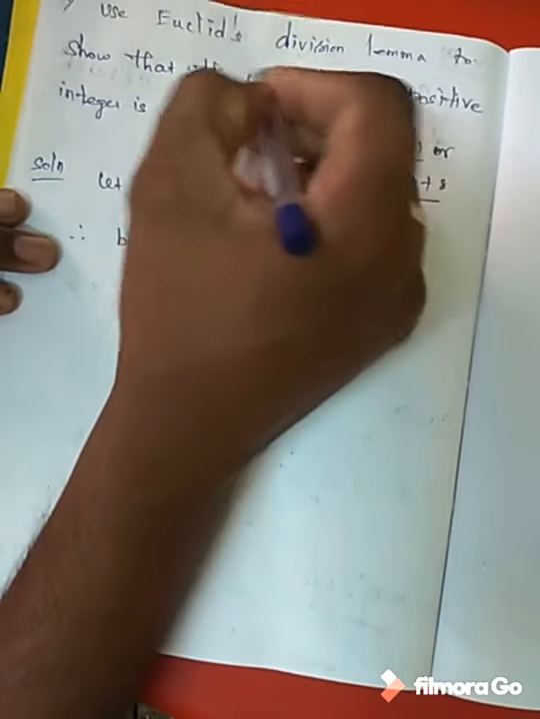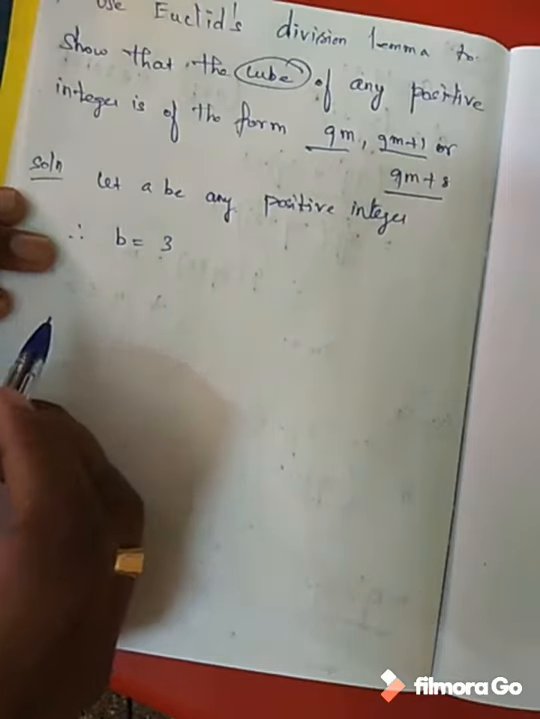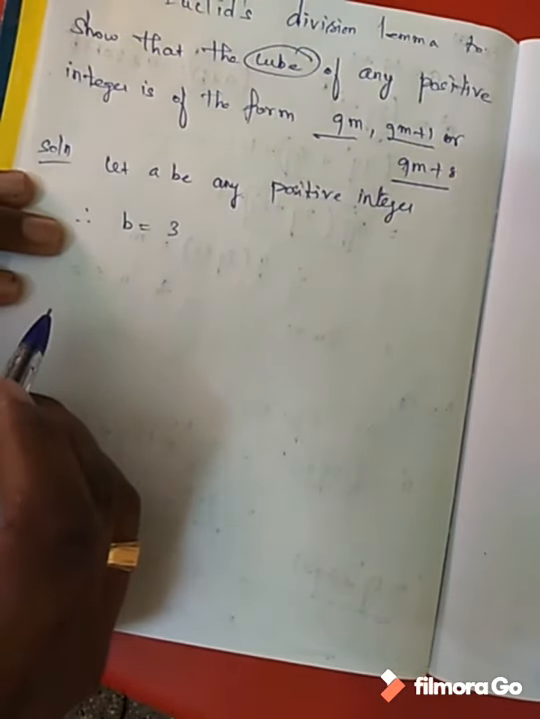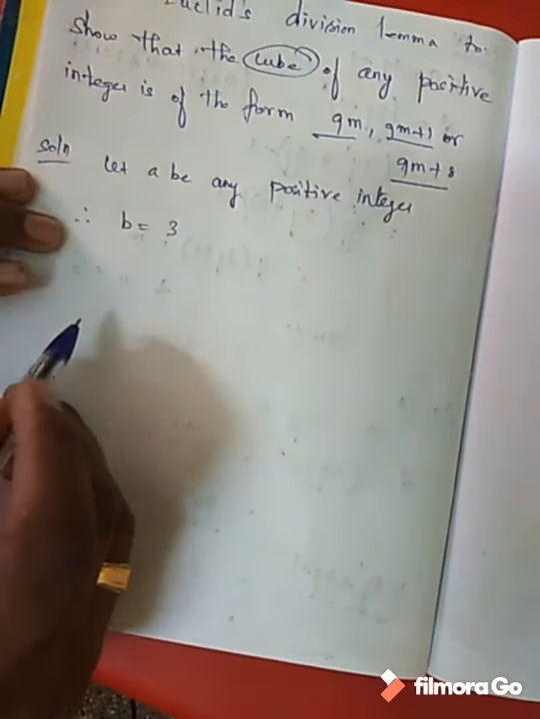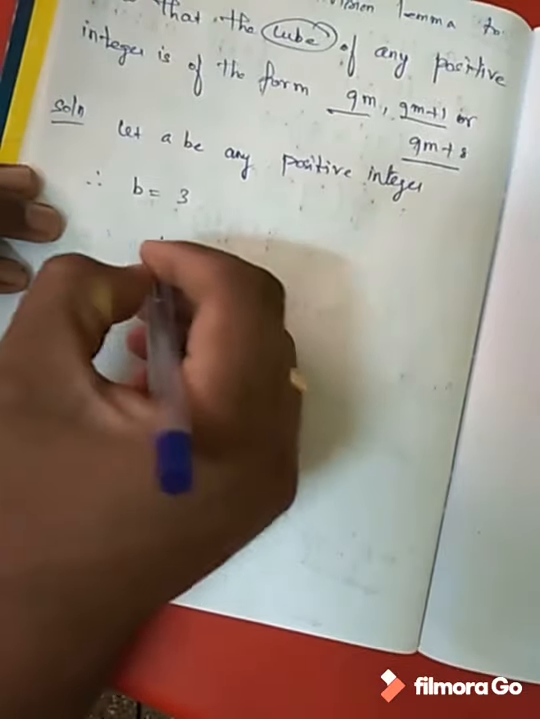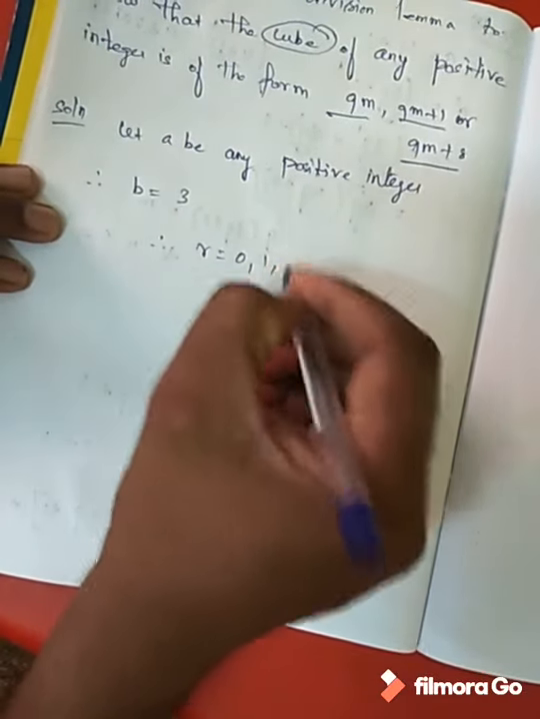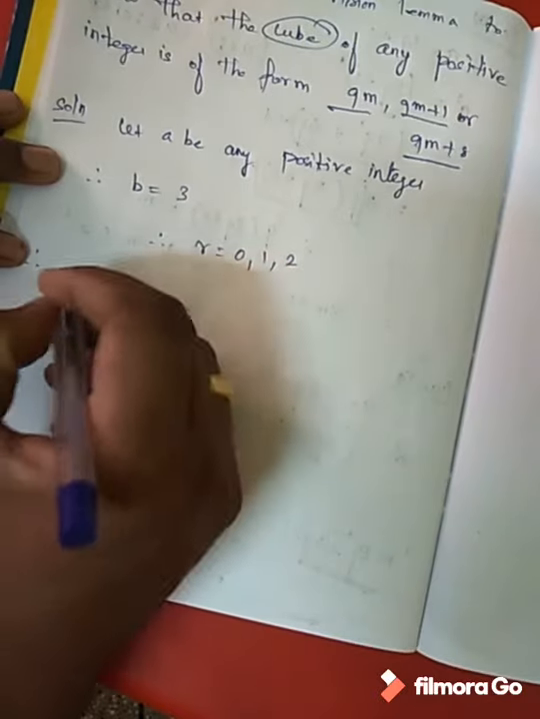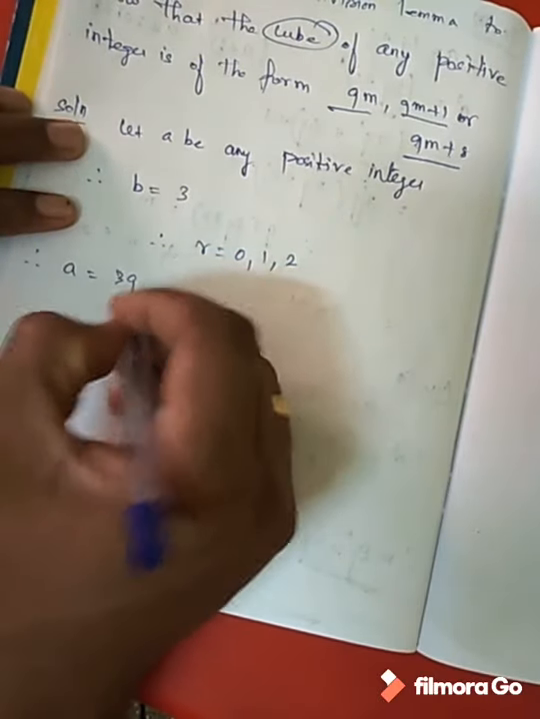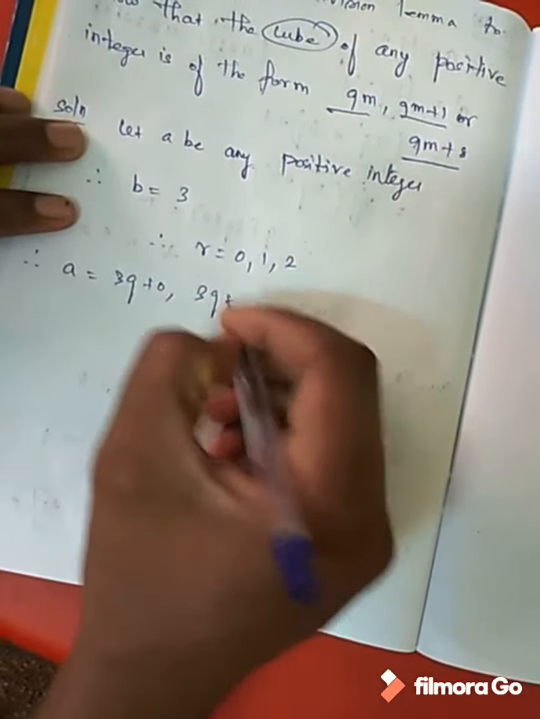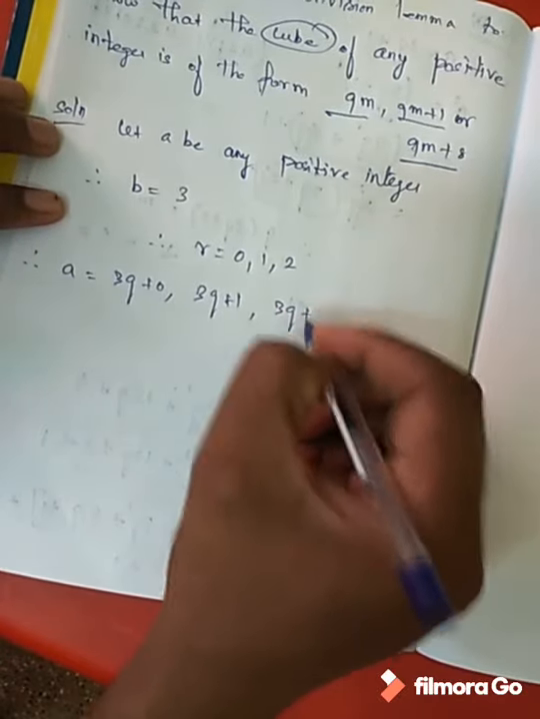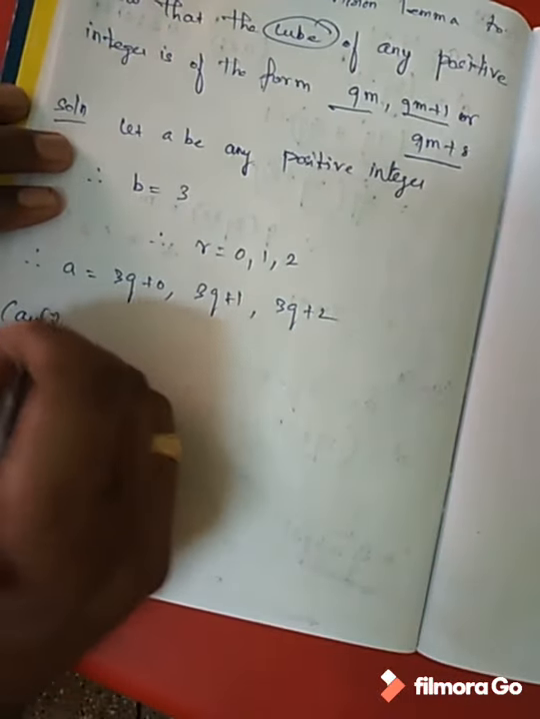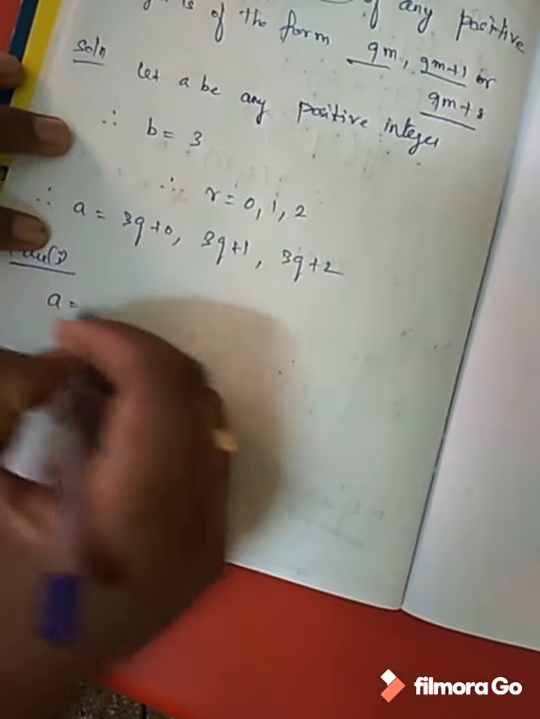Why? Because here it is given that the cube of any positive integer is either of the form 9m plus 1 or 9m plus 8. So I am taking b equal to 3, therefore r will take the values 0, 1, 2, right? So a can be expressed as 3q plus 0, 3q plus 1, 3q plus 2. So first, case 1: let a be equal to 3q.